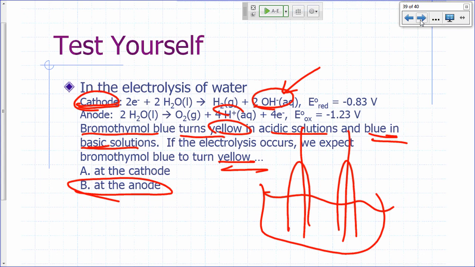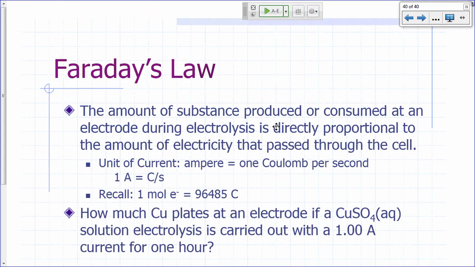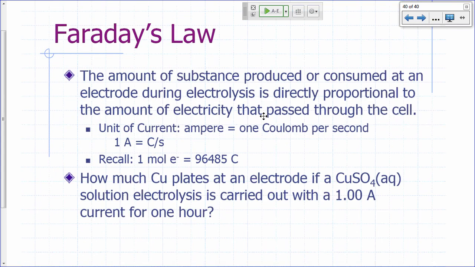Okay, Faraday's law says that the amount of a substance produced or consumed at an electrode during electrolysis is directly proportional to the amount of electricity that passed through. Of course, that makes sense, right? The more electricity you're passing through, that's more electrons. More electrons means more reaction. The unit of current, as we said before, is an ampere, which is 1 coulomb per second. And if you recall, the Faraday is 96,400 coulombs per mole of electrons.